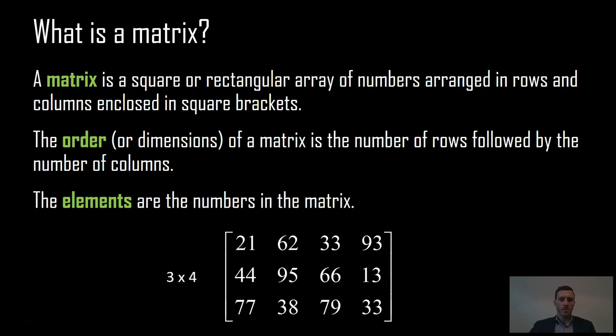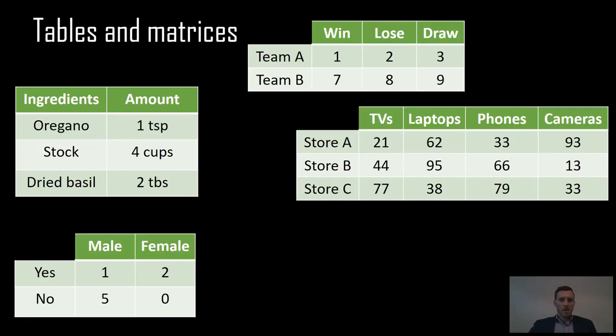The elements are the numbers in the matrix. The elements in this matrix are 21, 62, 33, 93, 44, etc. There are 12 elements in total in this matrix. Matrices are a compact form for storing data, which is equivalent to a table, but much more flexible. You have been using matrices for many years without realizing it.